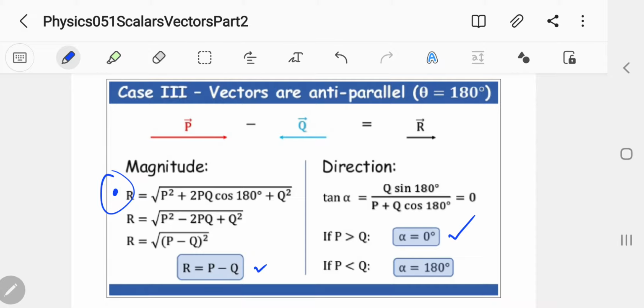So if P is greater than Q, then R would be that way. If P is less than Q, then R would be this way. So anyway, that's both 0 with the horizontal. Or if it's in this direction and you're measuring the angle here, that's 180 degrees. It's the same. Or negative 180 degrees. It doesn't matter, as long as you know the orientation, that's all right.